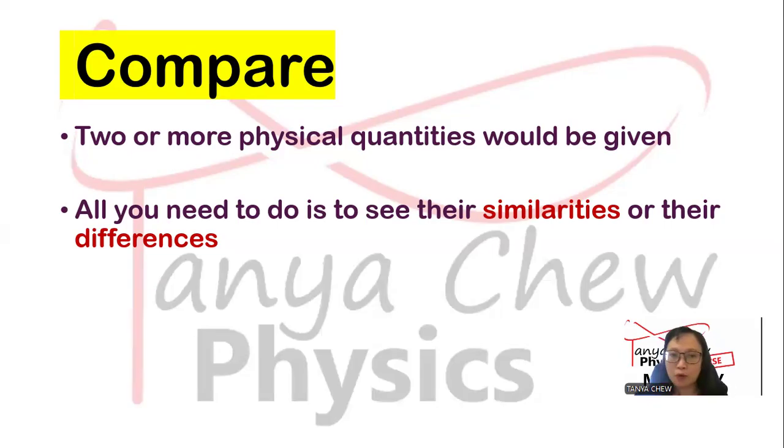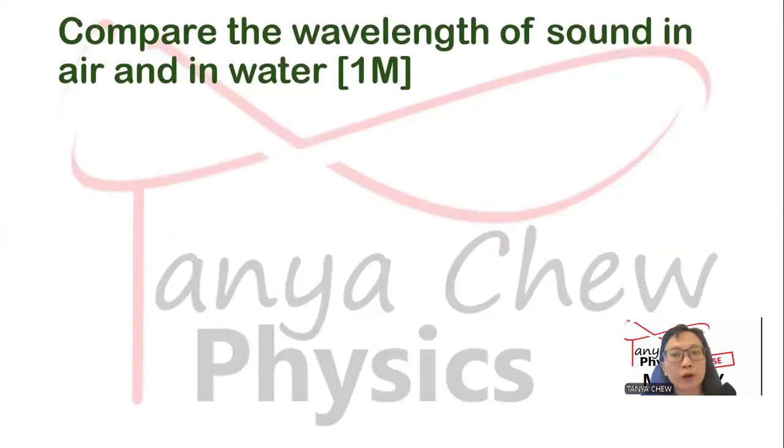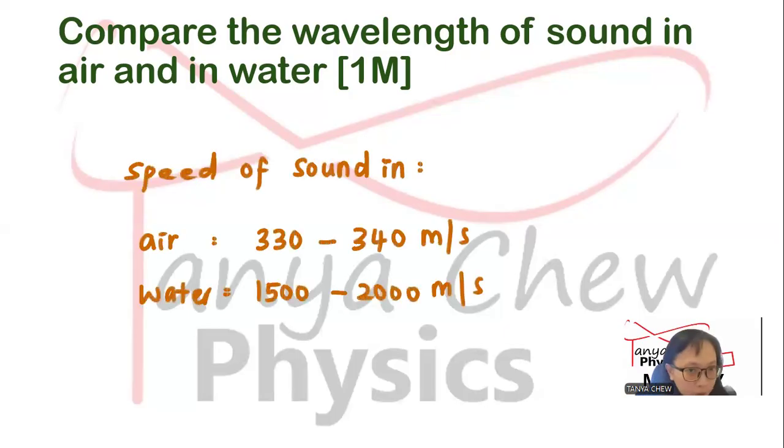So when two or more physical quantities are given, all you need to do is, first of all, look at their similarities and then the differences. Then only you make your comparison. For example, compare the wavelength of sound in air and in water. First, 1 mark will be given. Before you compare, you need to have a little bit of knowledge about the speed of sound in air and the speed of sound in water.